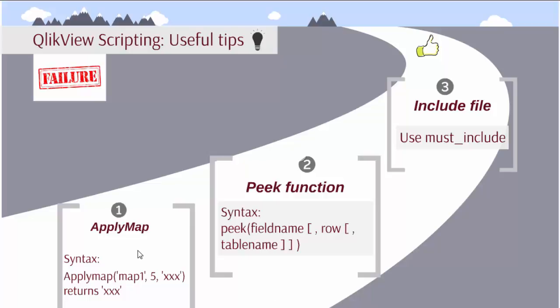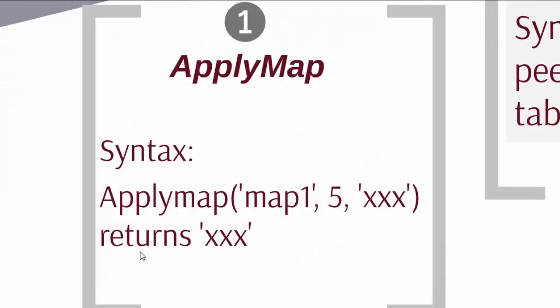So let's look at the ApplyMap function. Mapping is a powerful feature that you can leverage to eliminate some of the smaller tables from your data model. But if you misspell the mapping table name, QlikView will not give you any syntax error, yet it will not perform the desired mapping that you would expect.